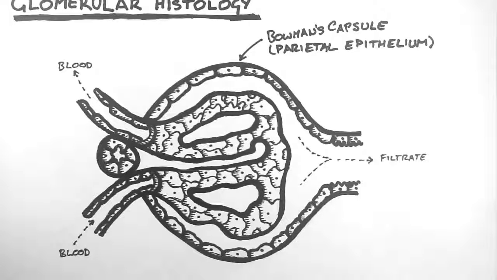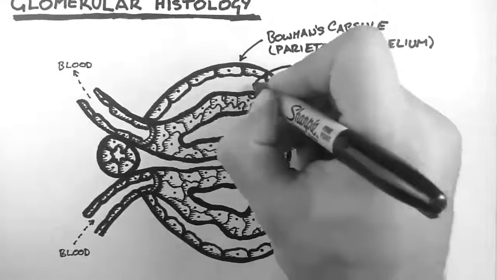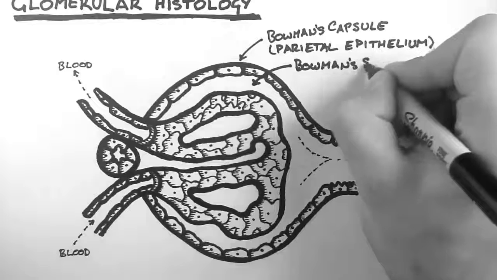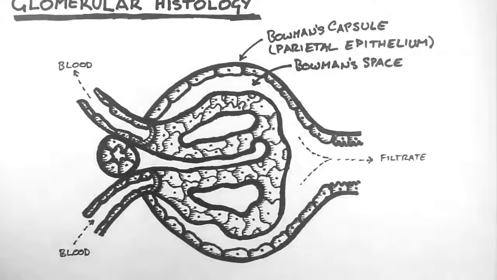Epithelium is one of the four basic types of tissue, the others being muscular, nervous, and connective tissue. And epithelium lines the surfaces of structures of the body. Now, between the parietal epithelium and the capillaries, we have Bowman's space. This is the area into which filtrate collects before flowing into the proximal tubule.